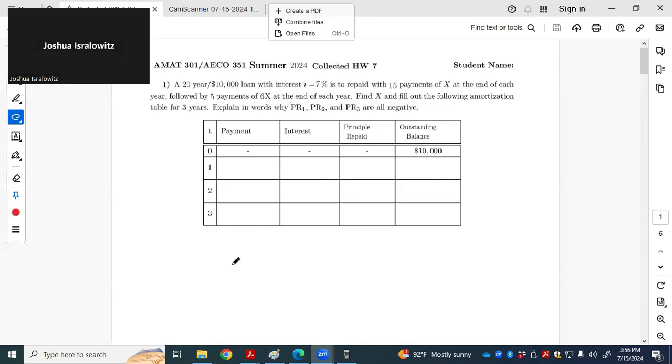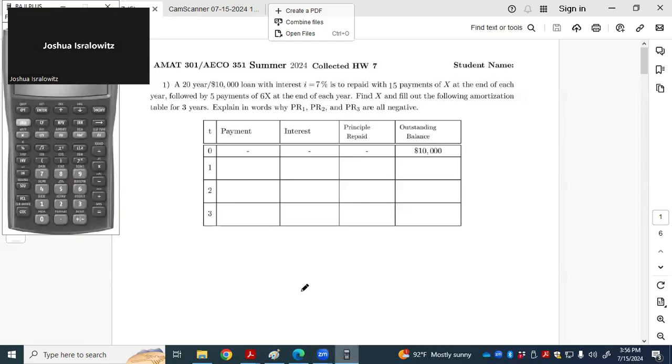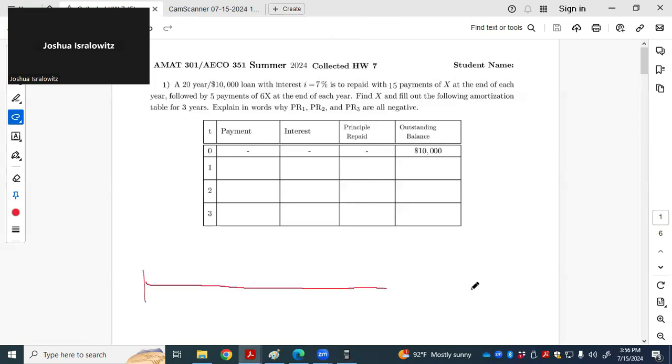Anyway, 20-year, $10,000 loan, 7%, 50 payments of X, followed by five much larger payments of 6X. Find X and fill in the amortization table. I have it filled out in another PDF, so I'll just do the calculations. When in doubt, draw a time diagram. No harm here.